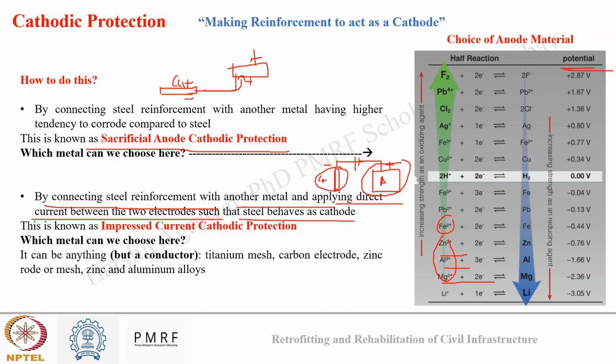This technique is known as impressed current cathodic protection since we are using external current to protect the steel. And which metal can we use here? It can be anything but a conductor. It can be titanium mesh, carbon electrode, zinc rod, zinc mesh, zinc or aluminum alloy, anything which is a conductor. Because here the metal's own tendency to corrode won't matter. The external supply that we are providing is governing which will act as cathode and which will act as anode.